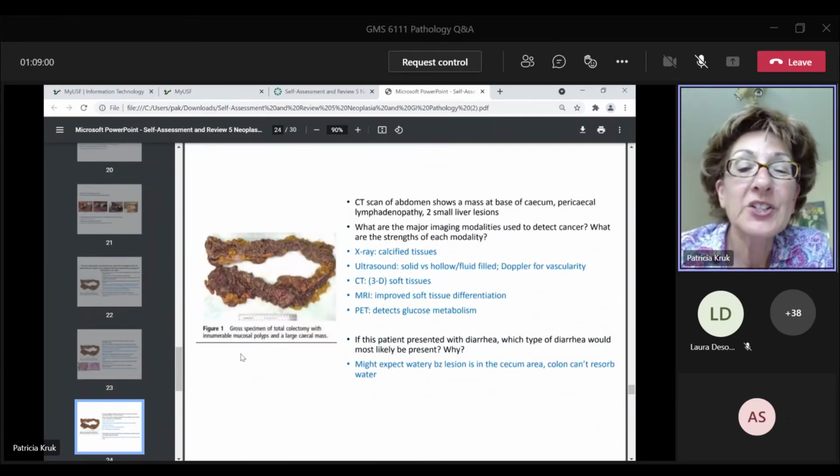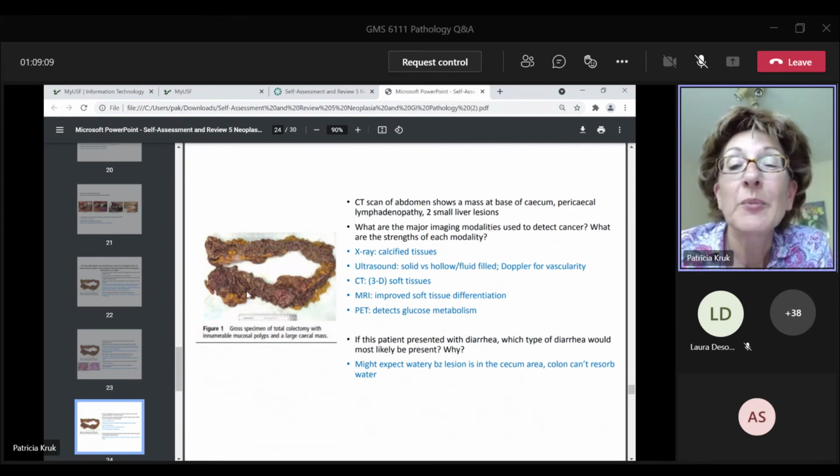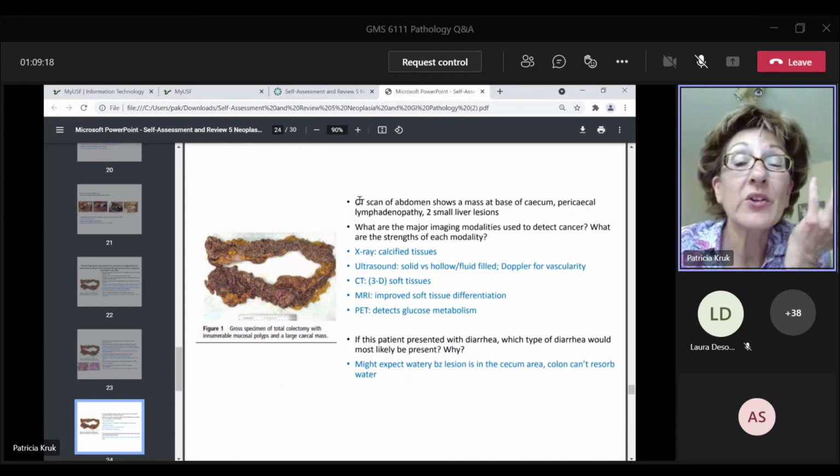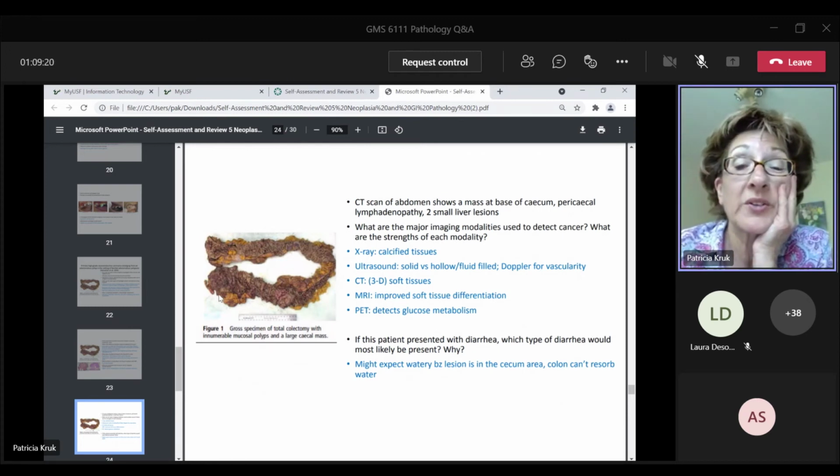So in our patient, not only did we see all these polyps in the GI tract, but they saw again masses in lymph nodes as well as 2 small liver lesions. And so why do we use imaging, and what are the different modalities used for?